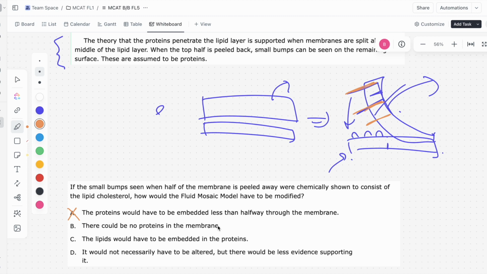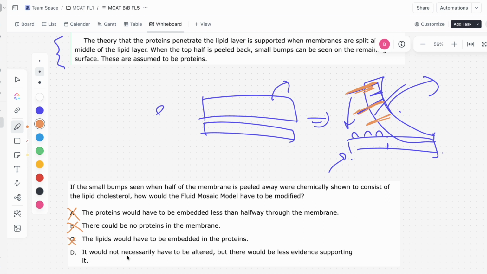B says there could be no proteins in the membrane. Well, based on what I just suggested here, by the proteins being peeled off with this membrane, B doesn't necessarily have to be true either. The lipids would have to be embedded in the proteins. I'm not entirely even sure what that's talking about, but first, the lipids would have a very difficult time being embedded inside of the proteins, the phospholipids especially, due to just the hydrophobicity of the lipids. And not only that, there would be no indication that the lipids would have to be embedded inside the proteins to make this theory true, where the proteins are actually embedded into the top layer where it's peeled off.